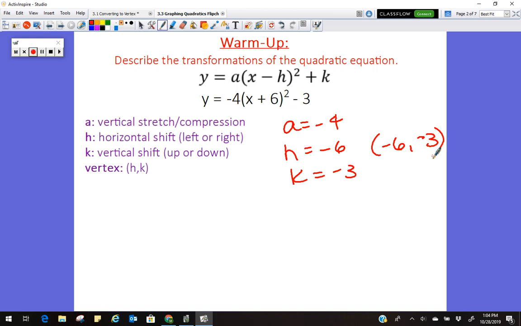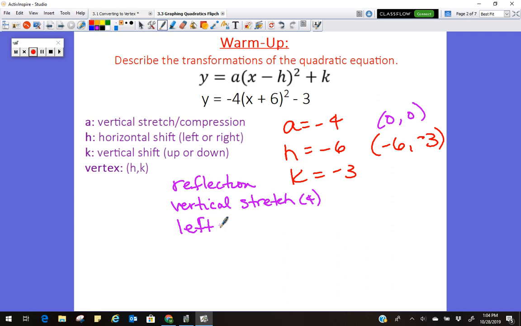Alright, let's talk about the fact that it's negative. The negative makes it a reflection across the x-axis. The 4 means that it is a vertical stretch. When the absolute value of A is larger than 1, it is a stretch, and it is a stretch by a factor of 4. The fact that the vertex is negative 6, negative 3, when you compare that to the parent function vertex of 0, 0, tells you you're going to move left 6 and down 3. Okay?